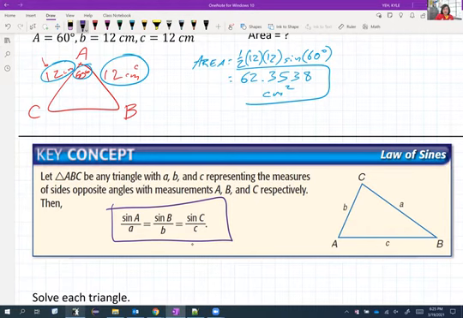Sine of A over A equals sine of B over B equals sine of C over C. Let me talk about what this means. This means that there is a very predictable relationship between how big an angle is and how long the side across from it is. We actually have seen this in geometry. We had a theorem, and when I teach geometry, this is the phrase I always say. I say, big angles are across from big sides.